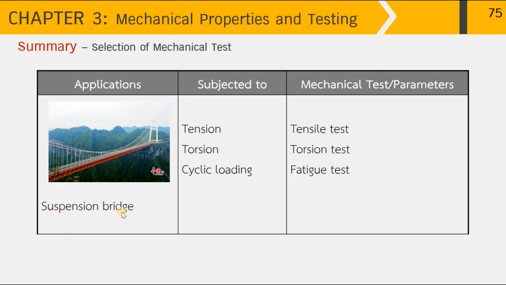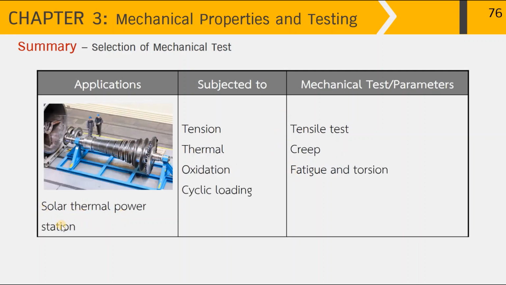Next is the suspension bridge that I have given as an example many times. It is subject to tension, torsion, and cyclic loading, and therefore the suitable mechanical tests would be the tensile test, torsion, and also the fatigue test. The next one is the solar thermal power station, which is subject to tension, thermal effects, oxidation, and cyclic loading. Therefore, the mechanical tests that would be applied are the tensile test, creep, fatigue, and torsion.